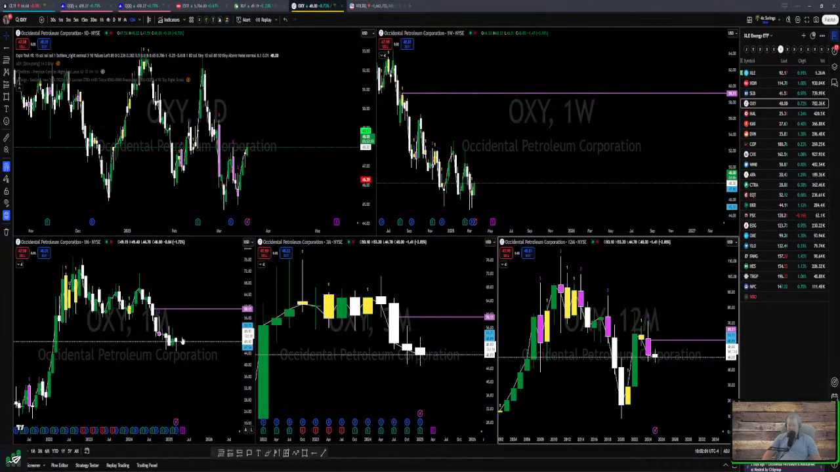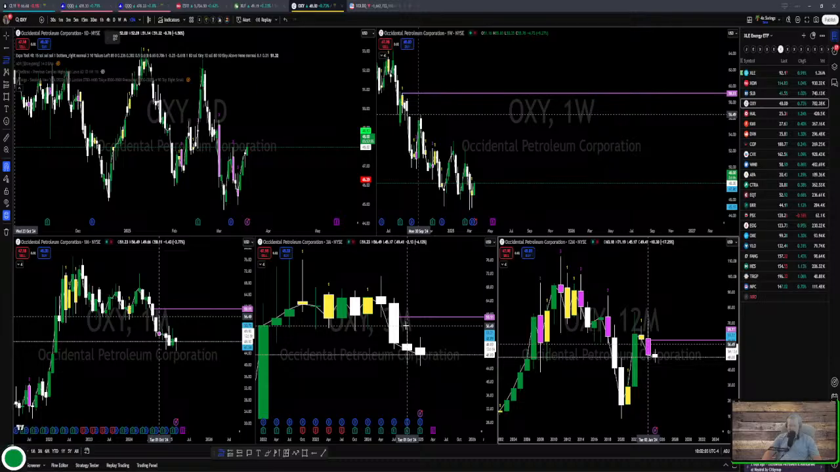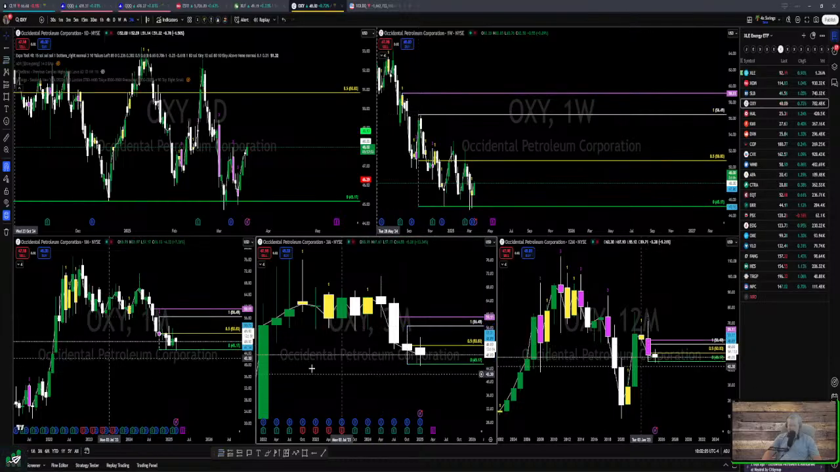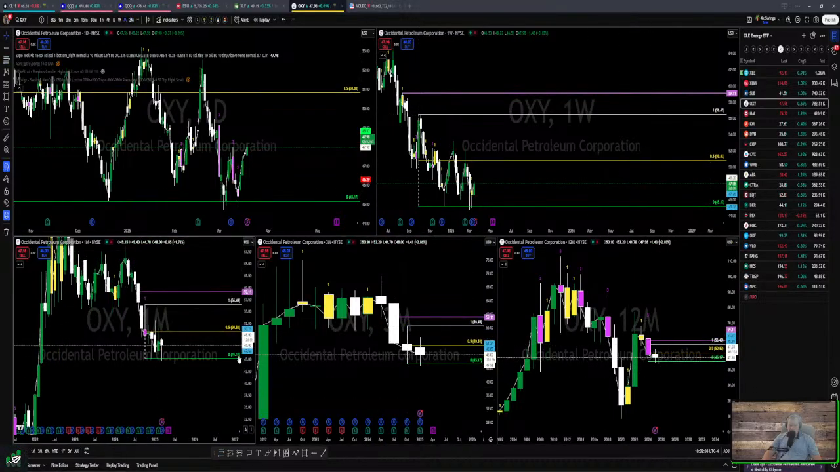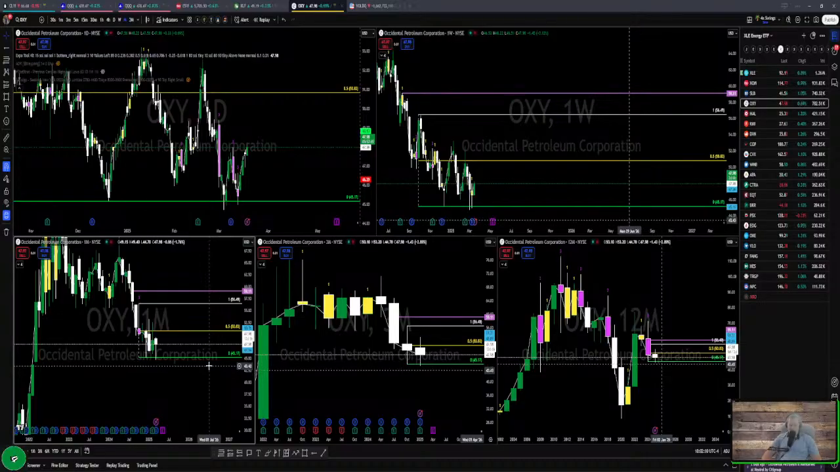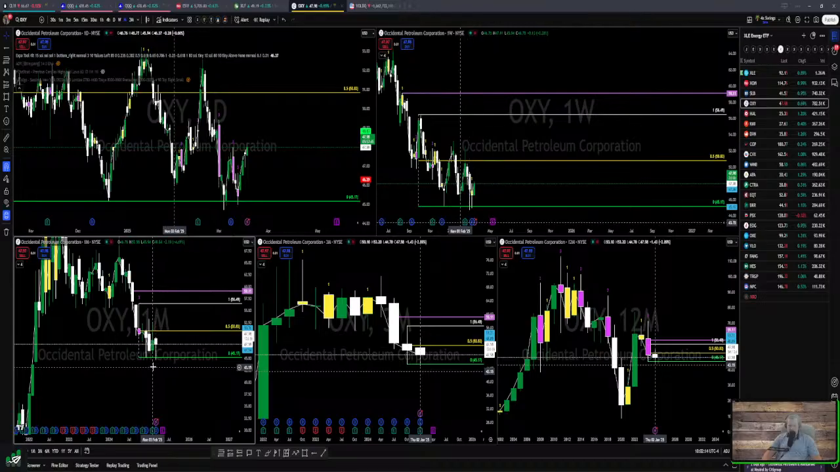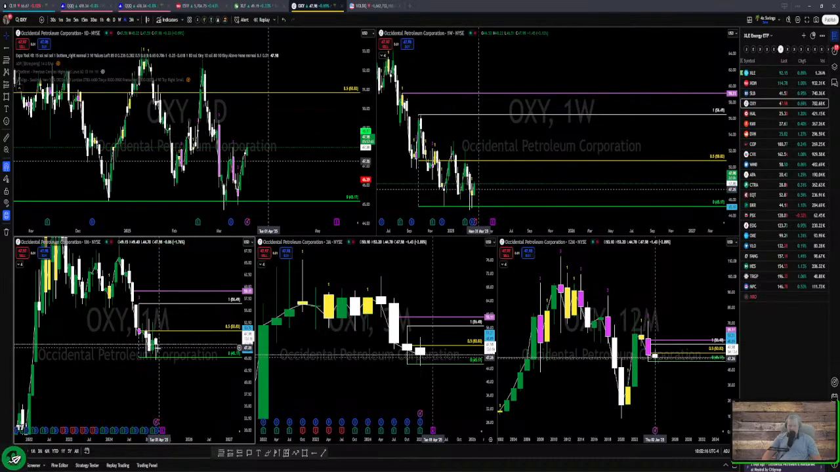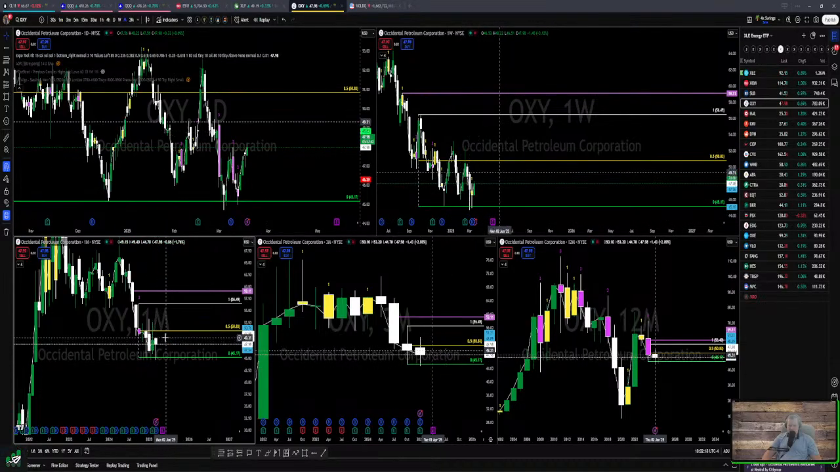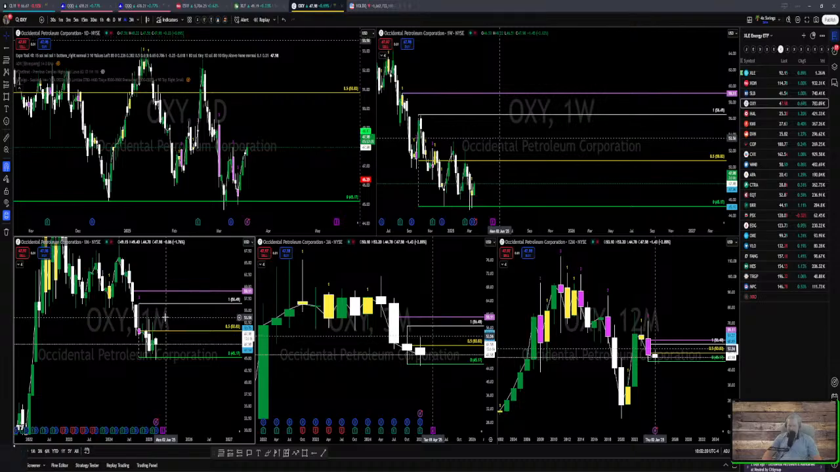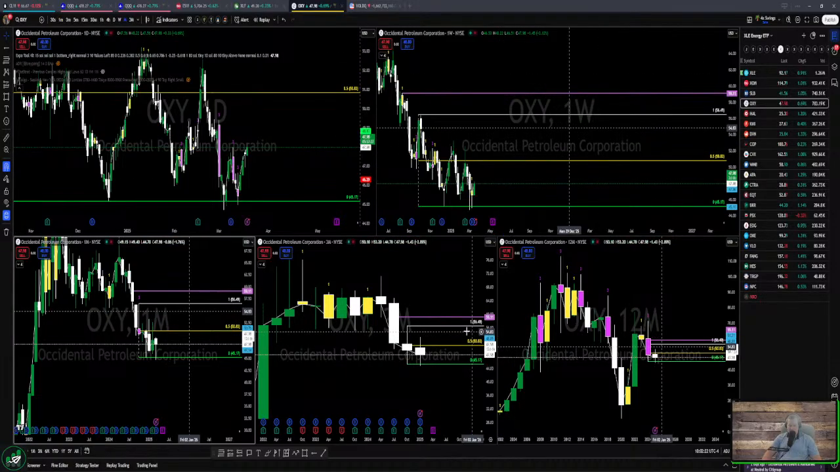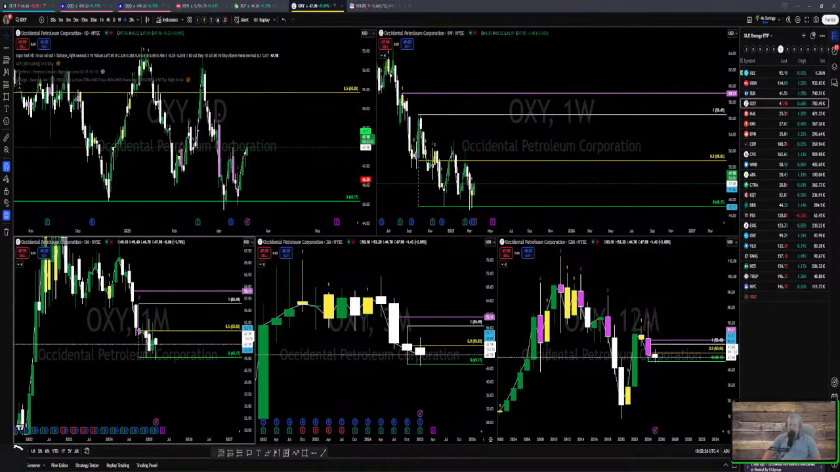What I would probably be more interested in with Oxy is seeing, if I'm looking for a 3 to 4 week play, which is what April would be, I'd be looking for this week to end hammer, next week to go 2 up, and then us to push for an outside bar. So I'd actually be looking at the 56.5 strike.